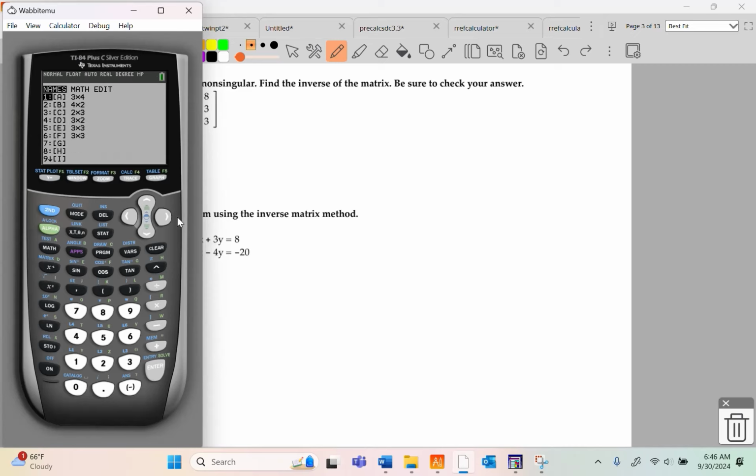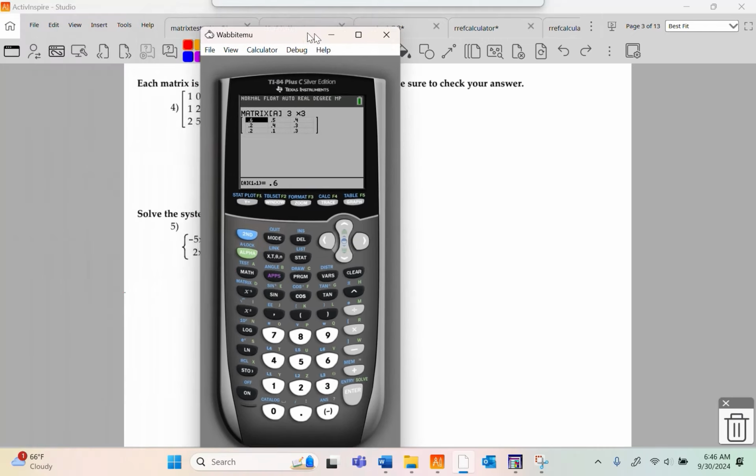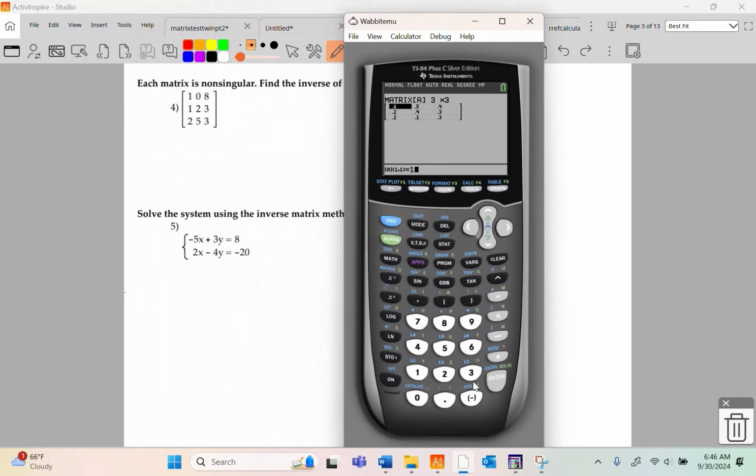So the only way you can find the inverse of a matrix is if it's a square matrix. This one happens to be a 3 by 3, so it's a square. Hopefully you understand that. And this is super duper easy with a calculator.